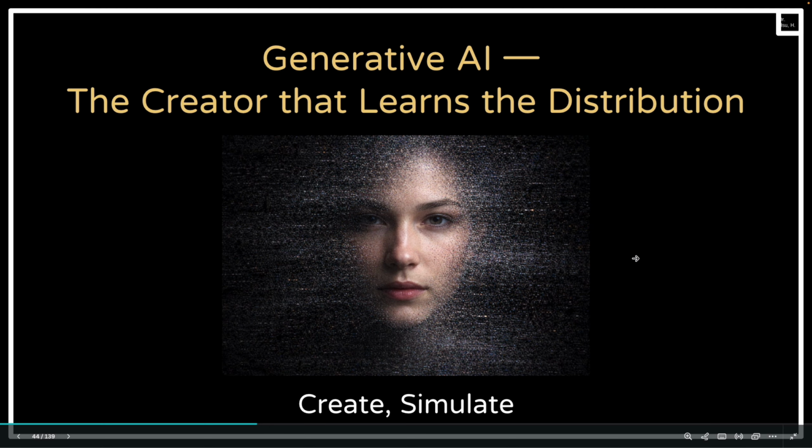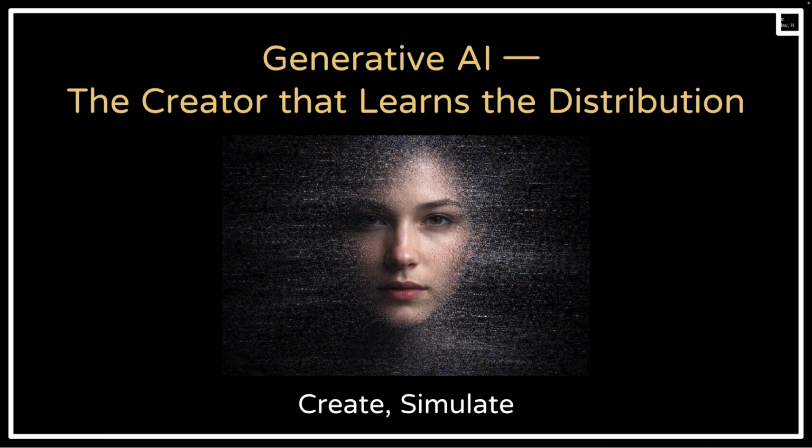Generative AI learns the distribution of data well enough to produce something new, including text, images, code, music, audio, and more. So this slide marks a conceptual shift from selecting the right answer to generating a plausible new answer.